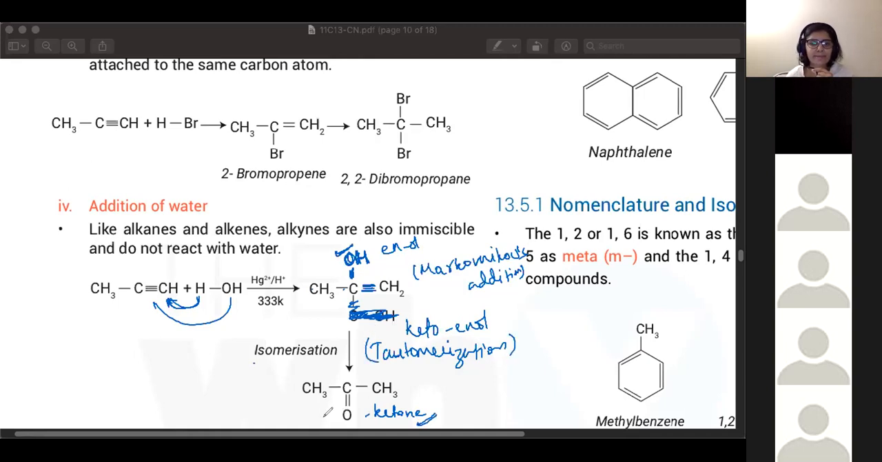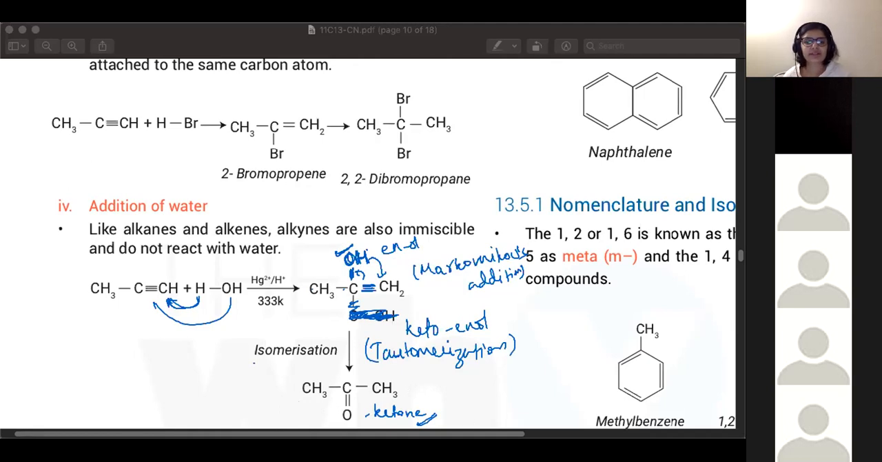And how is CH3 getting a hydrogen? From the CH2, here the OH changes into a double bond and the H plus comes over here. Okay, got it.